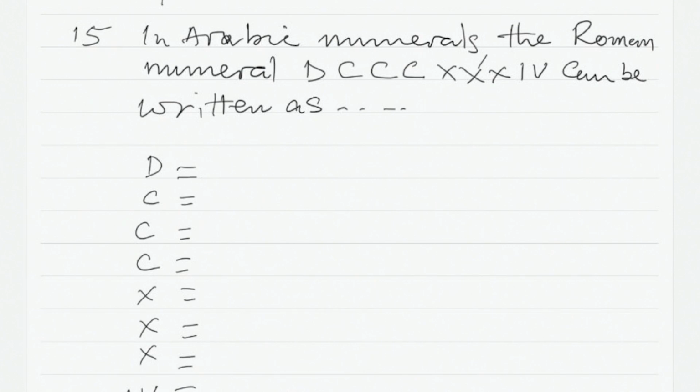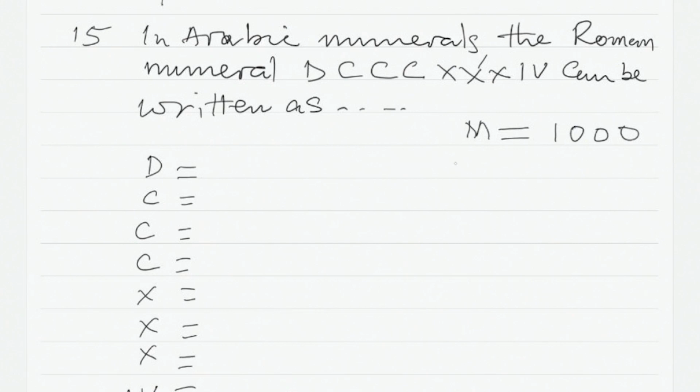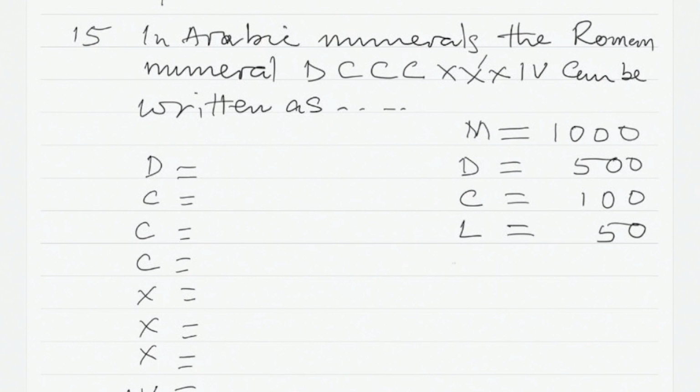Then 50 was represented by L. Then 100 was represented by C. Then 500 was represented by D. Then 1000 was represented by, not D, sorry, by M. Okay. Having done that, we come now to our question.